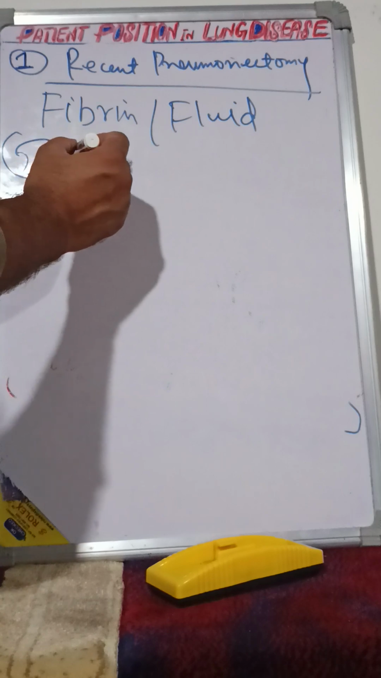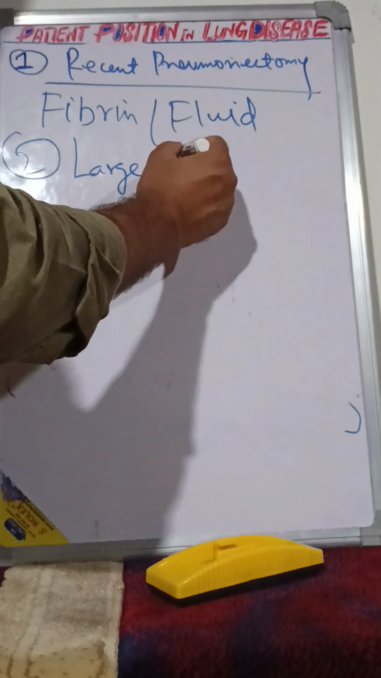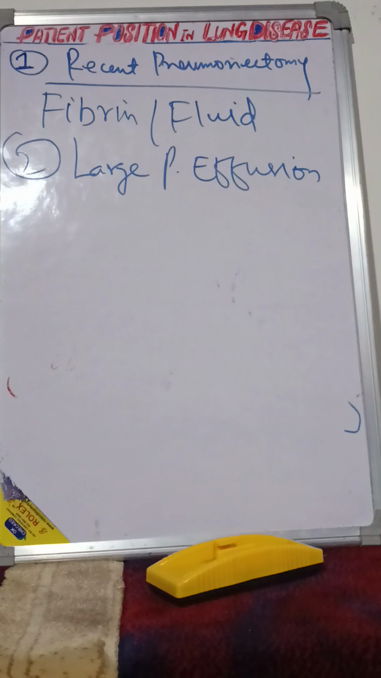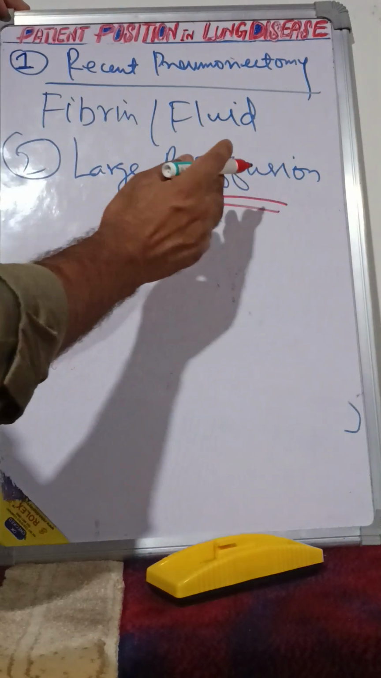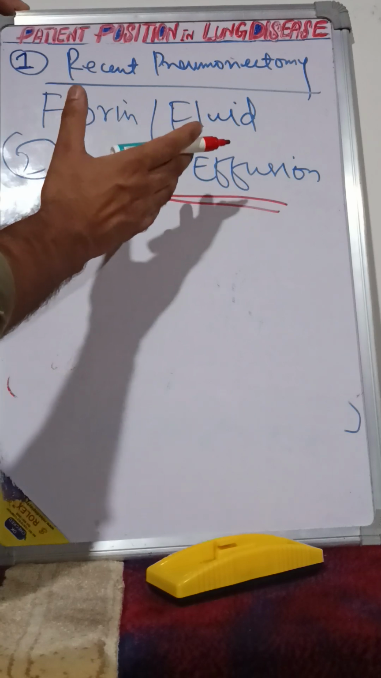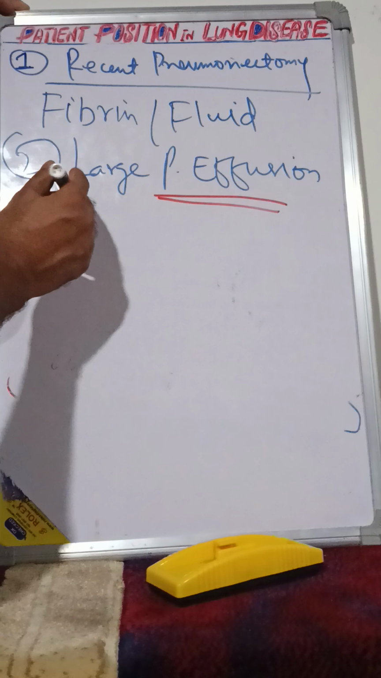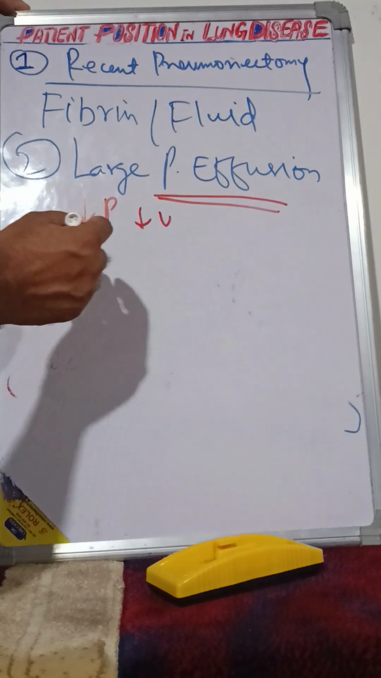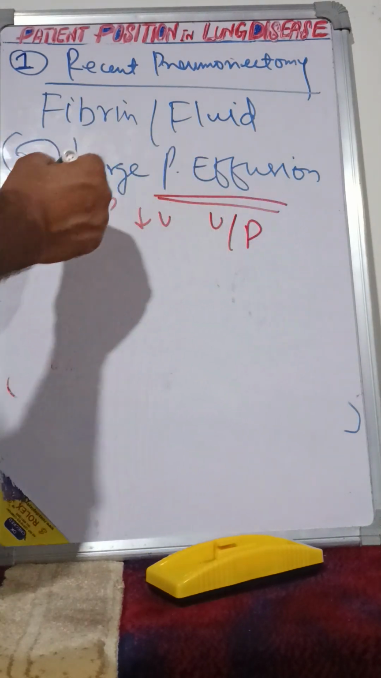The second exception is large pleural effusion. Why is large pleural effusion an exception? It is because when the pleural effusion is large, if you keep the large pleural effusion side up, it will compress the normal lung. When it compresses, it will decrease the perfusion and decrease the ventilation. There will be a mismatching of the ventilation perfusion ratio. So this is another exception.